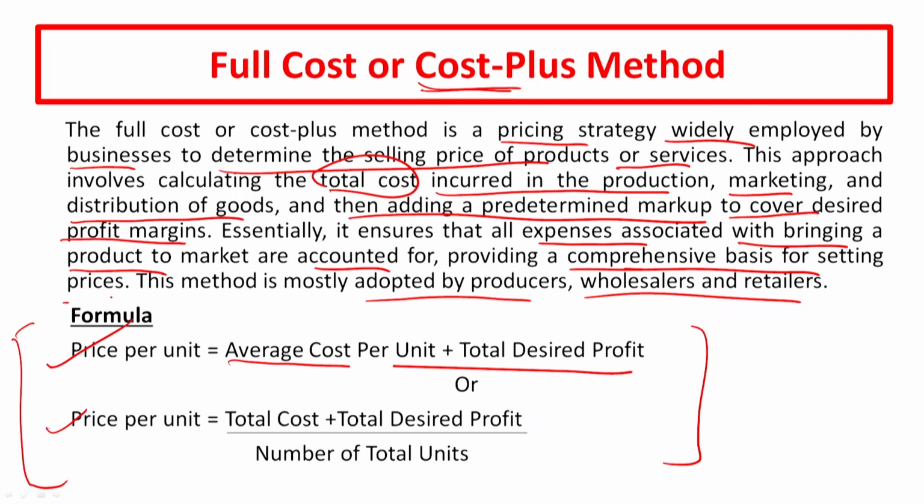In full cost method, as I have discussed with you, we take the average cost, and in that we add the total expected desired profit, and that is the price per unit of the product. The other formula was total cost plus total desired profit upon number of total units. Here the cost is ascertained and expected profit is added to it.